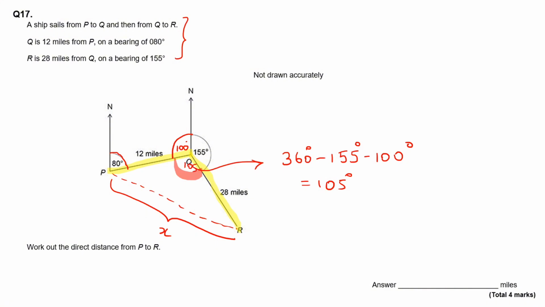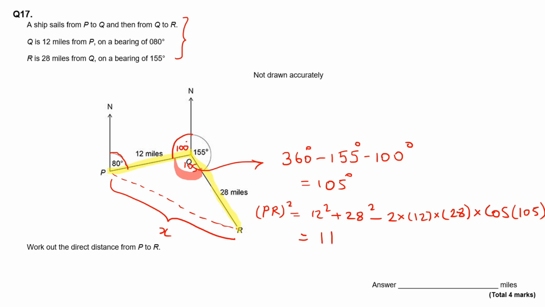So if this is 105 degrees, I could use my cosine rule. So that means PR squared, or you could write it down as x squared, is equal to 12 squared plus 28 squared minus 2 times 12 times 28 times cos 105. So when I type this into my calculator, it gives me 1101.926398, and this is PR squared.